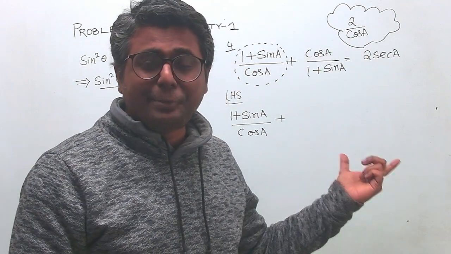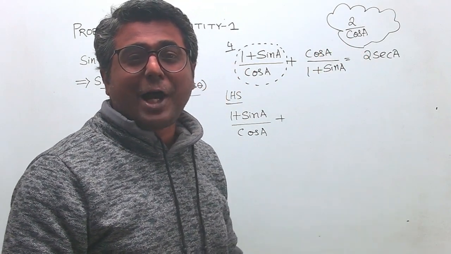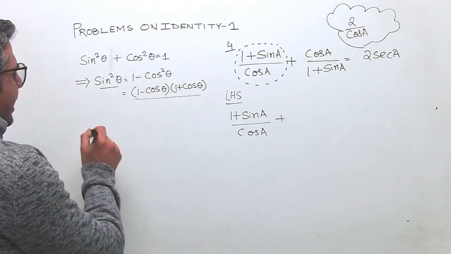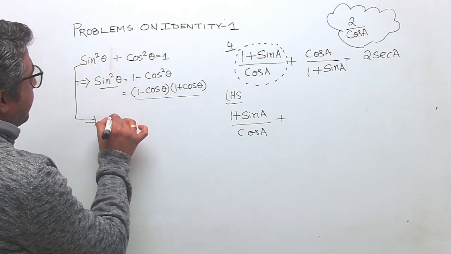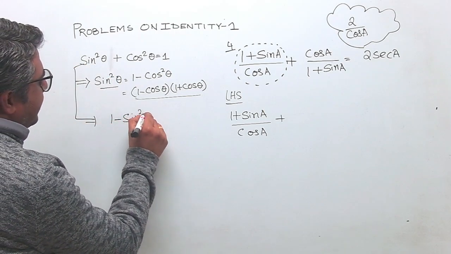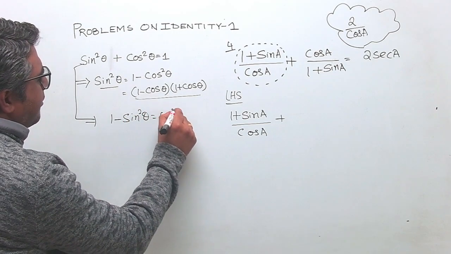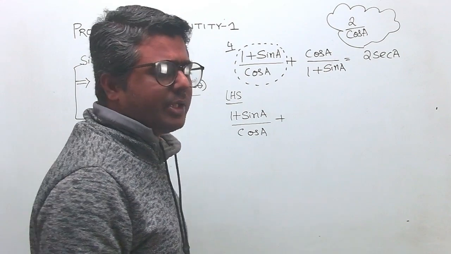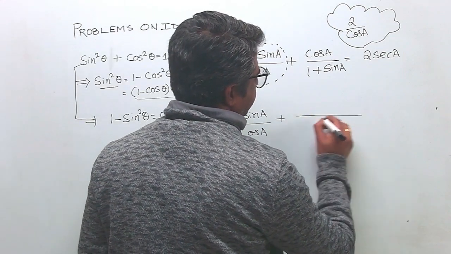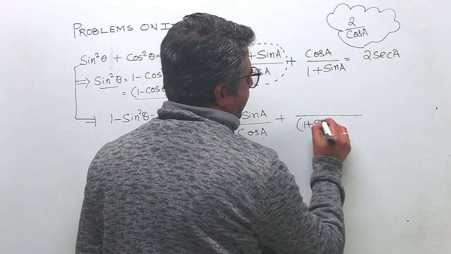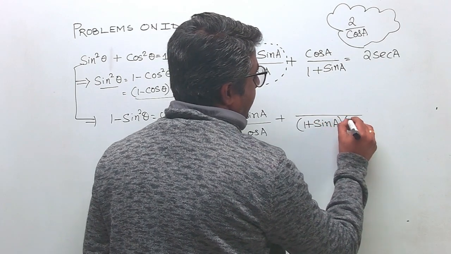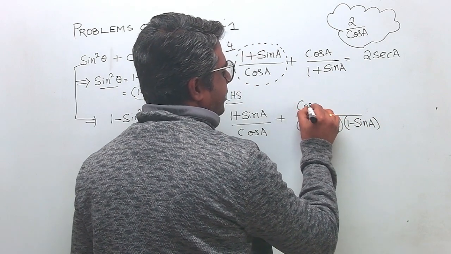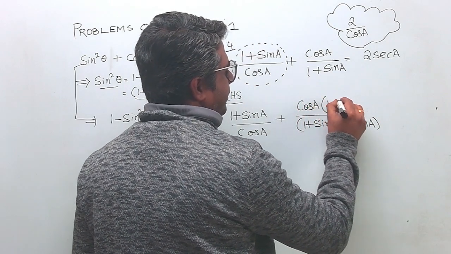What I will do? Denominator, there is 1 plus sin A, I will multiply with 1 minus sin A, I will get 1 minus sin square A, and I also know from this I can write, 1 minus sin square theta is equal to cos square theta. So, can't I eliminate this one? I can easily eliminate this one, right? So, let us eliminate this one. 1 plus sin A, 1 minus sin A. See how easily it will get eliminated. Cos A, 1 minus sin A.